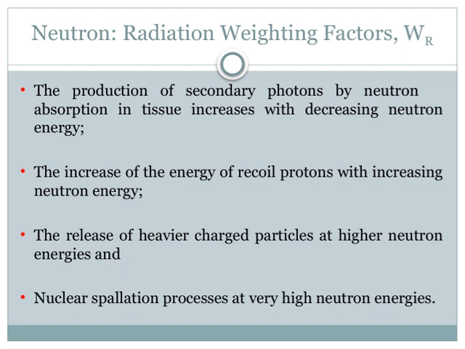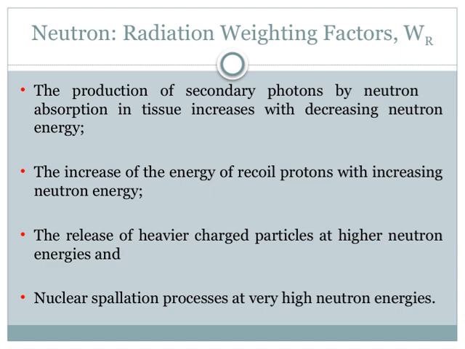First, as the neutron energy decreases, the production of secondary photons through neutron absorption actually increases. This means that lower energy neutrons tend to generate more secondary gamma radiation, which is important when considering radiation dose and tissue damage. Next, when we talk about recoil protons, their energy tends to increase as the energy of the incident neutron rises. Essentially, higher energy neutrons transfer more energy to protons during collisions, which can lead to more significant localized damage. Moving on, at even higher neutron energies, we see the release of heavier charged particles, not just protons.